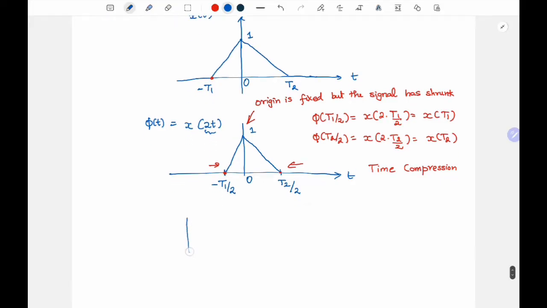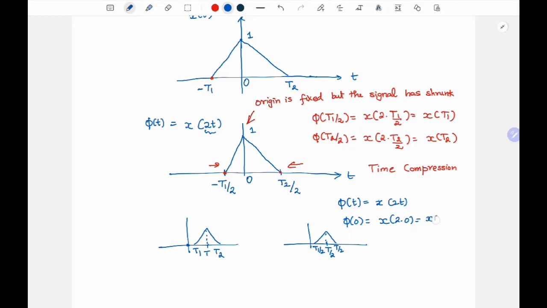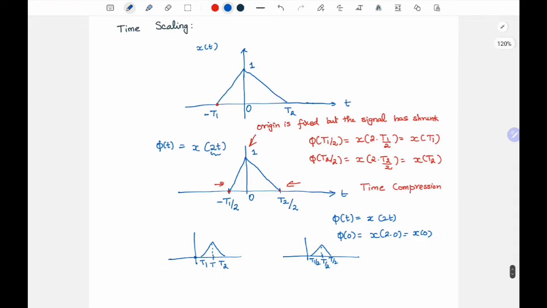In the normal case, if you have any signal from t1 to t2, its time compression will just be t1 by 2 to t2 by 2. If this peak occurs at some point t, then here it will occur at t by 2. So only the origin is not changing. And why is it not changing? Because if phi of t is equal to x of 2t, then phi of 0 is x of 2 into 0, and 2 into 0 is 0 itself. So the origin is fixed when you are scaling the time.